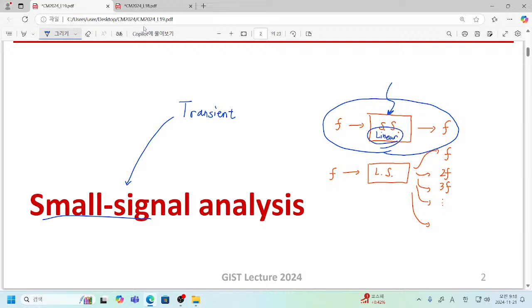Yes, so this one-to-one correspondence of input frequencies and output frequency is the property of a linear system. So now this system is called a linearized system. It sounds a little bit difficult to understand, but let me explain a little bit further. So now think about your PN junction.